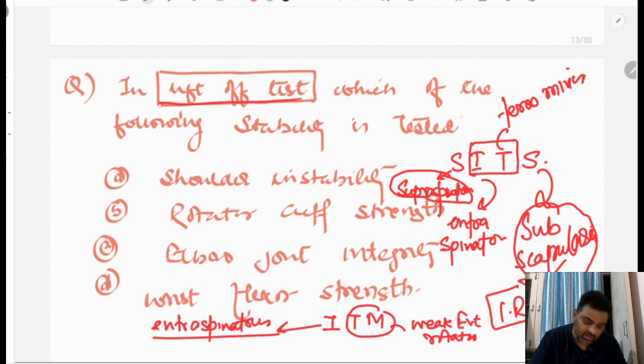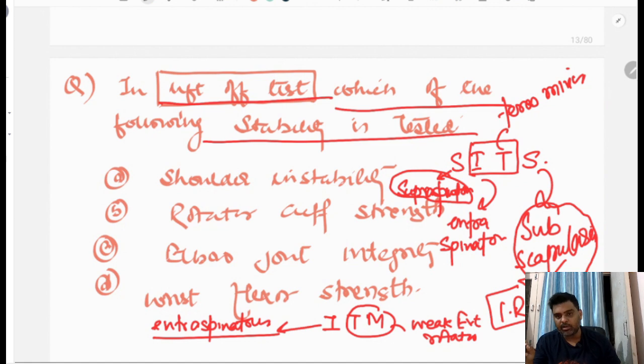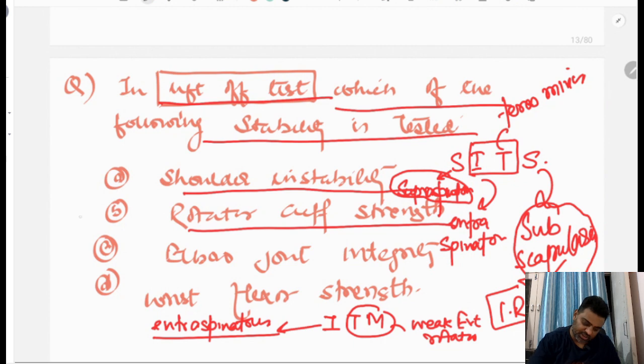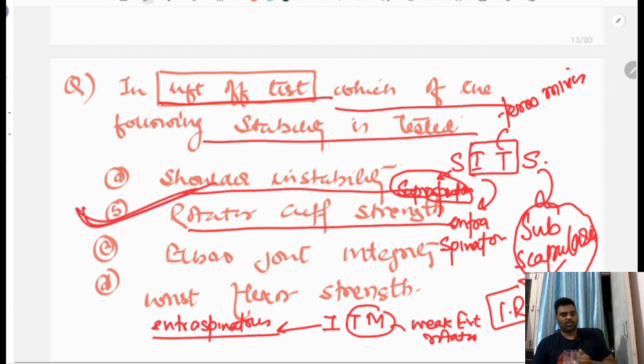So, the lift off test, I have told you, means the subscapularis muscle. Which of the following does it test? We test the strength of the subscapularis muscle, which is a part of the rotator cuff. So, shoulder instability or rotator cuff strength? Yes, we actually test the rotator cuff strength. Okay. If in the options they put subscapularis, the main muscle that we check in the lift off test is basically the subscapularis muscle. Okay.